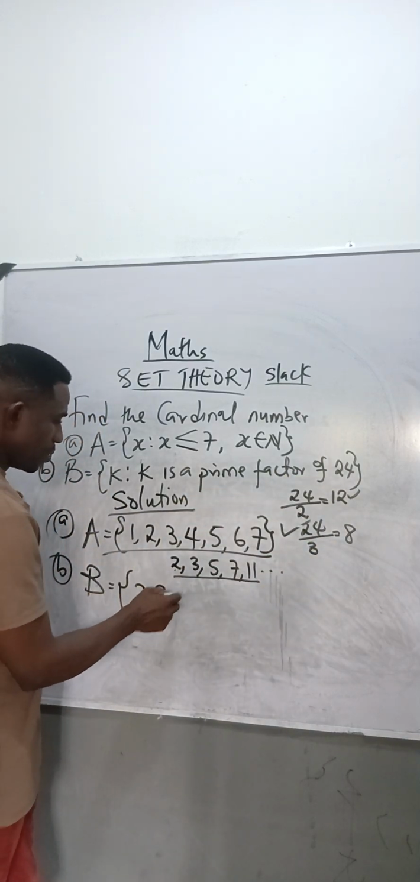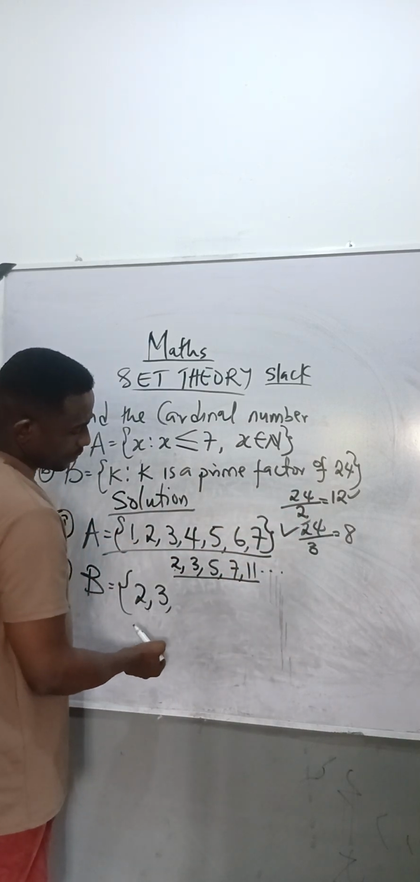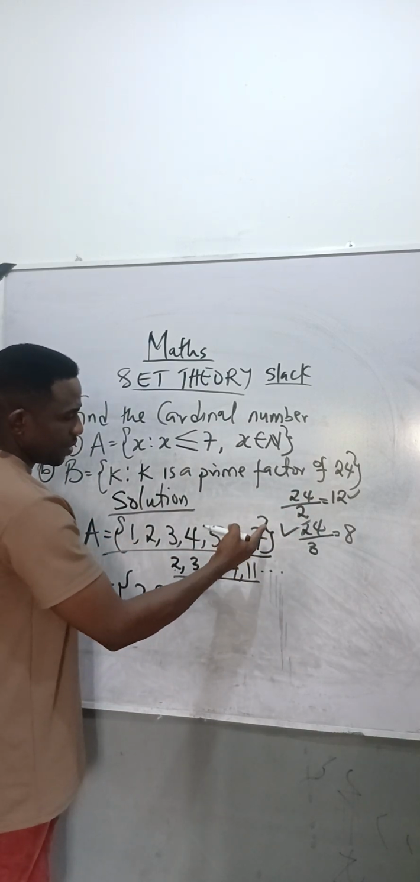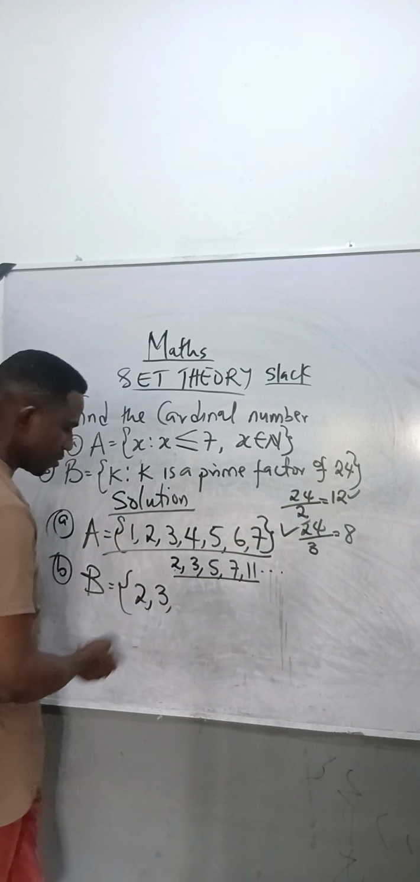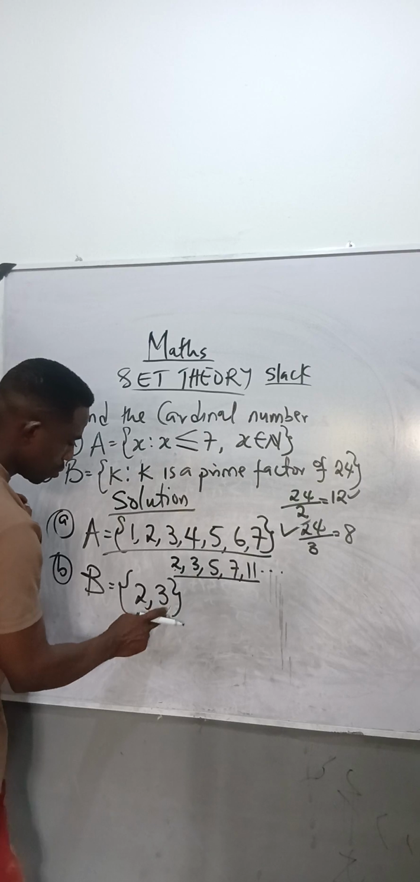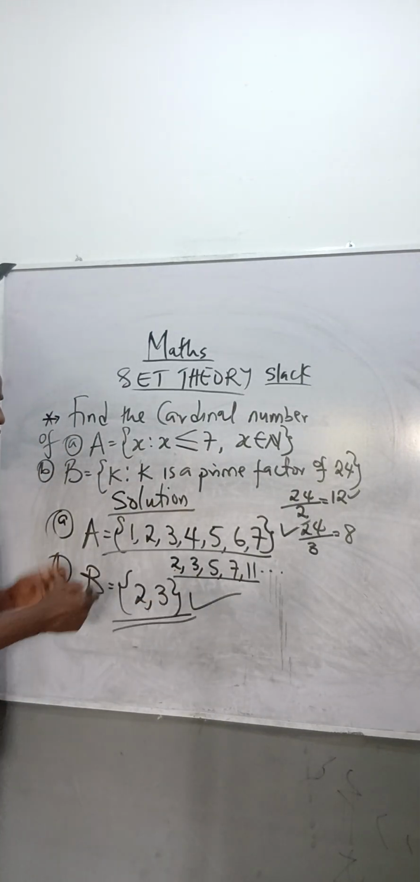Alright. So 24 cannot be divided by 5. 5 is not a factor of 24. And we can't divide 24 by 7. Can't divide 24 by 11. And so on and so forth. So we have 2, 3 as the answer to this question.